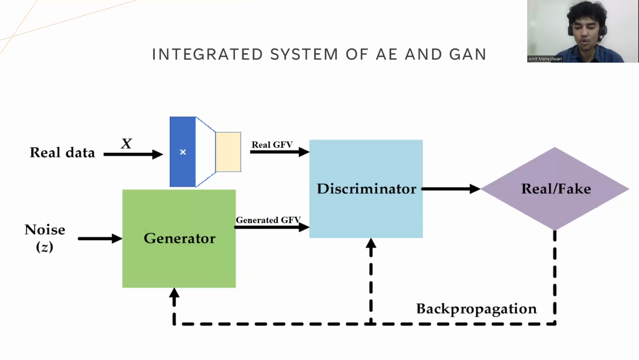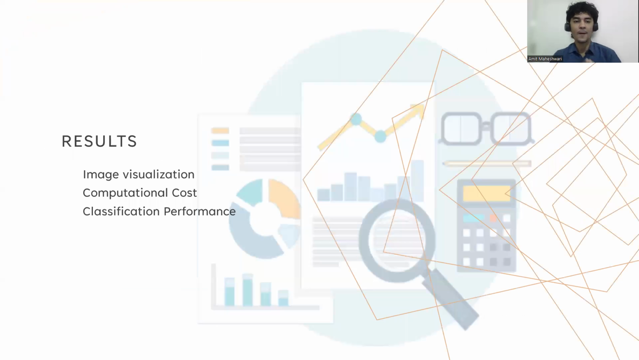So let us go further and understand how this architecture would be evaluated, right? We have proposed this architecture, and now let us understand the results of the architecture and see the actual figures that are coming out of it. So the results will be evaluated in three aspects. First, of course, image visualization. Second is the computational cost.